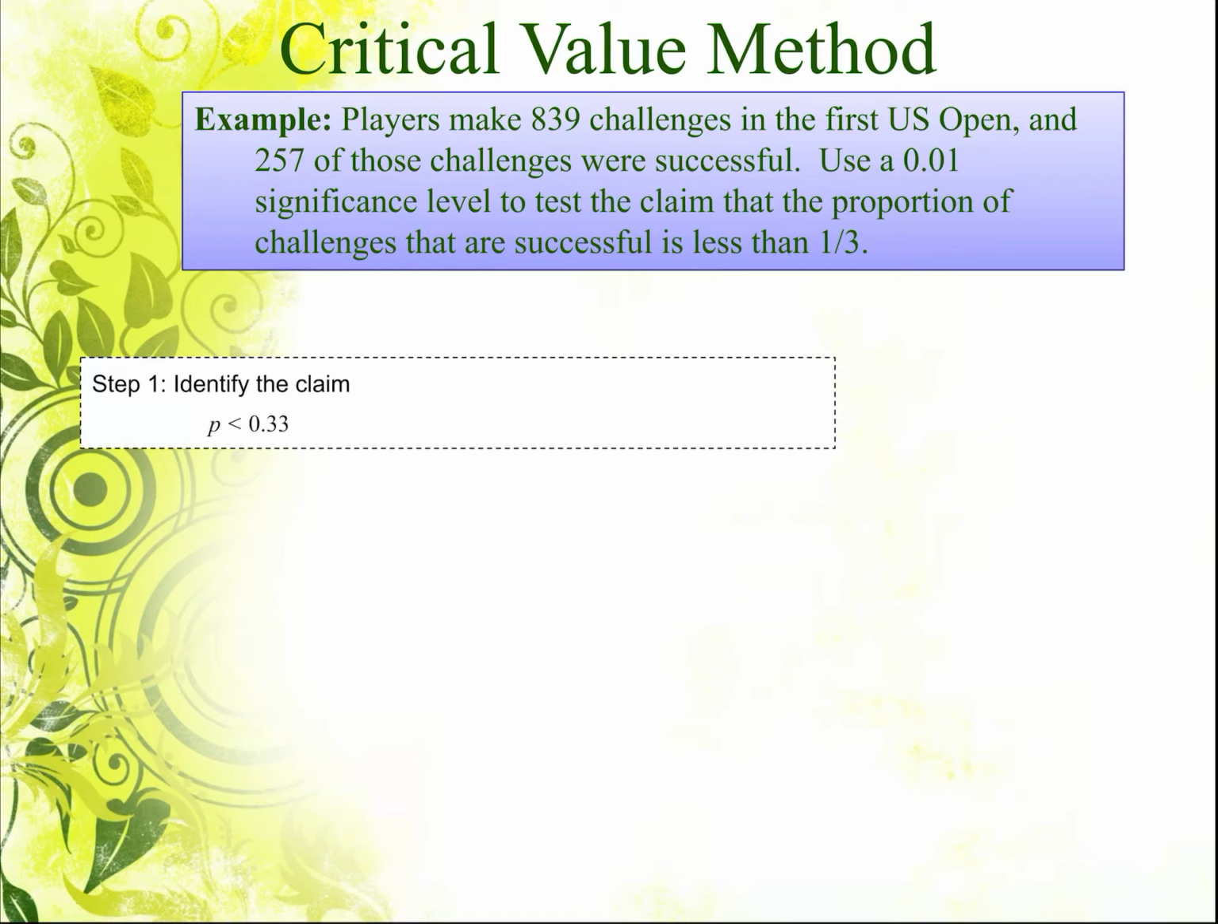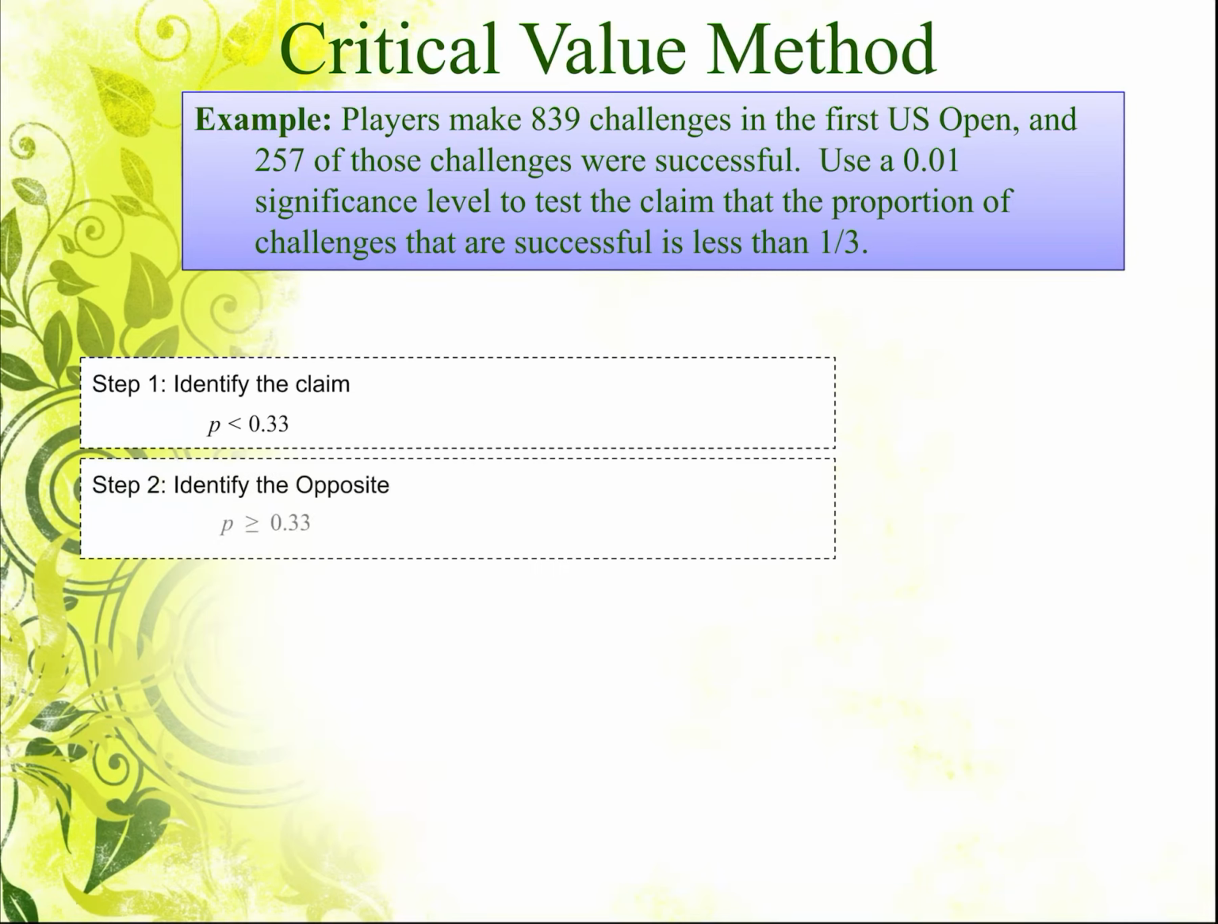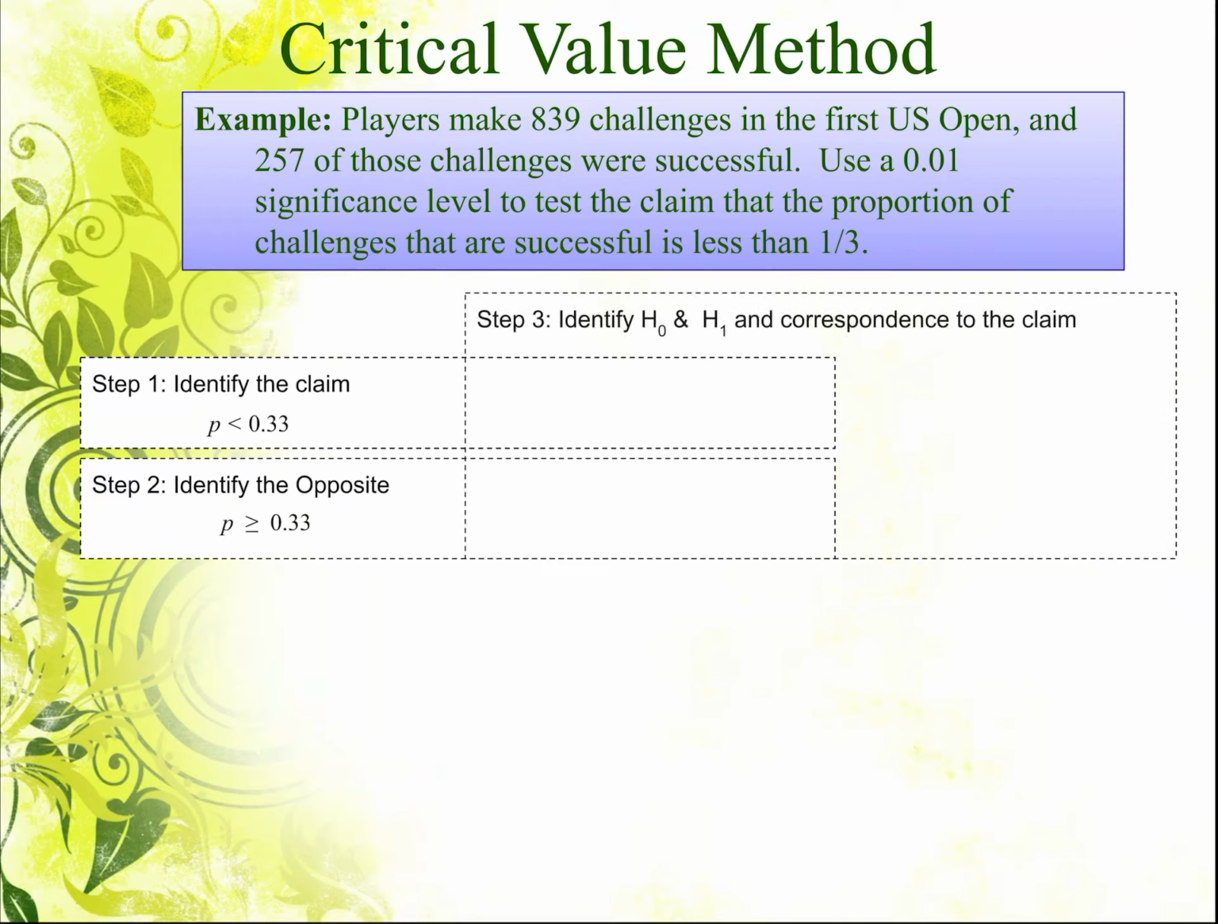Okay, so our claim, the proportion of challenges that are successful is less than 1/3. And we'll round that to 0.33. So our proportion is less than 1/3. The opposite of that would be the proportion is greater than or equal to 0.33.